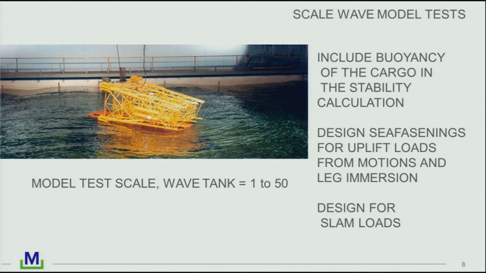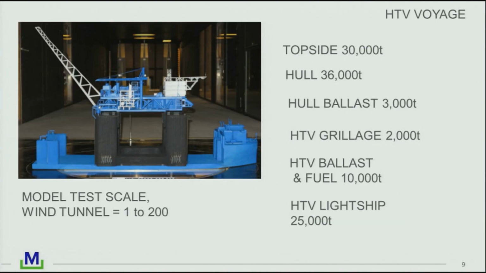We sometimes carry out model tests for our structures. In this case, it's a jacket on a launch barge. And here the buoyancy of the jacket legs would be taken account of in the GZ curves. And again, you've got to make sure that the sea fastenings between the jacket and the barge are strong enough to take those uplift forces. We also do wind model tests at a much smaller scale than the wave tests.